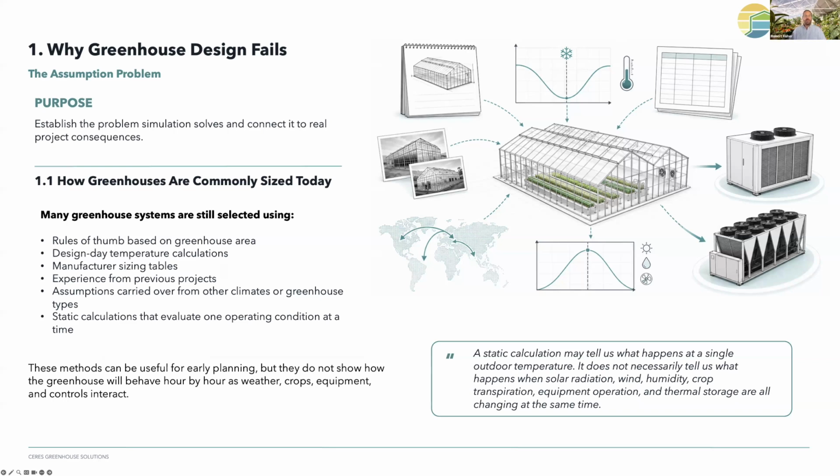Greenhouse design rarely fails due to the team's lack of experience. It fails when important assumptions are never tested together. Rules of thumb and design day calculations are useful, but they usually represent one moment in time. In reality, the weather, the solar gain, the crop transpiration, and all of the equipment in your structure are constantly interacting together. Dynamic simulation allows us to test those interactions early, before assumptions become costly design or operational problems.